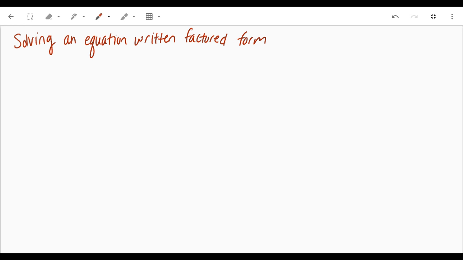Okay, first topic in Module 6, I think you're going to find pretty easy for yourself. Solving an equation written in factored form. So you have for sure done a lot of this in past courses. It should come pretty easily to you.